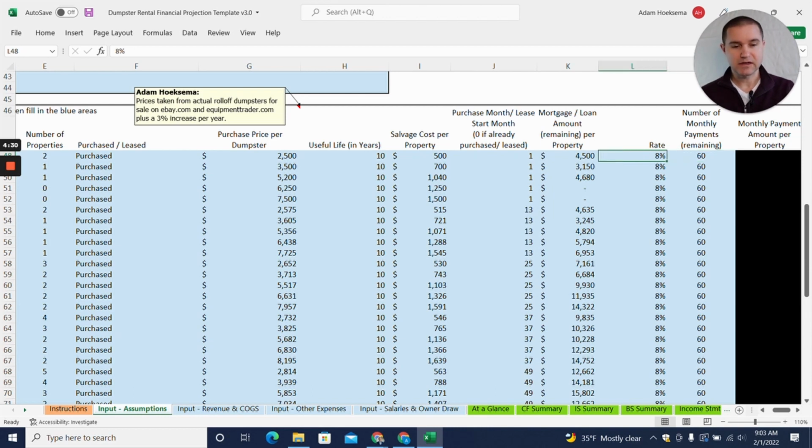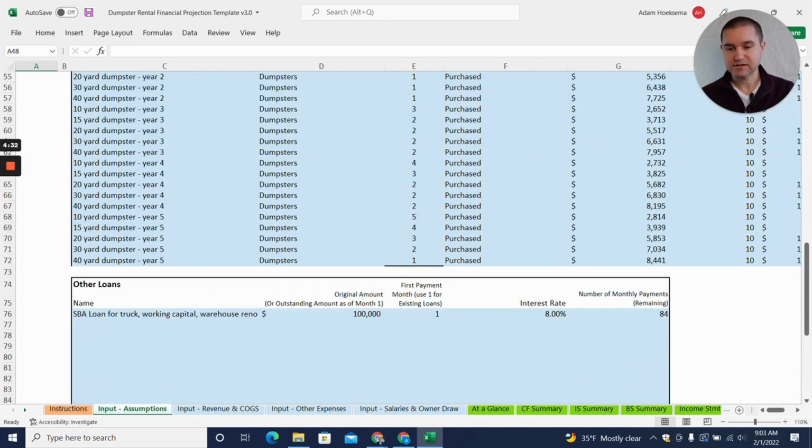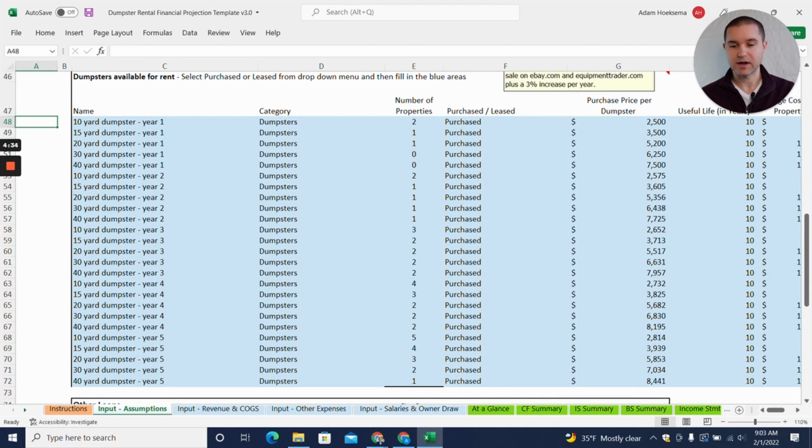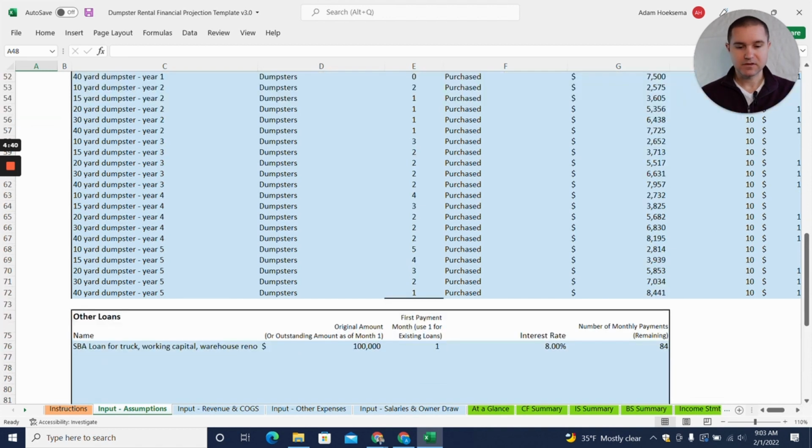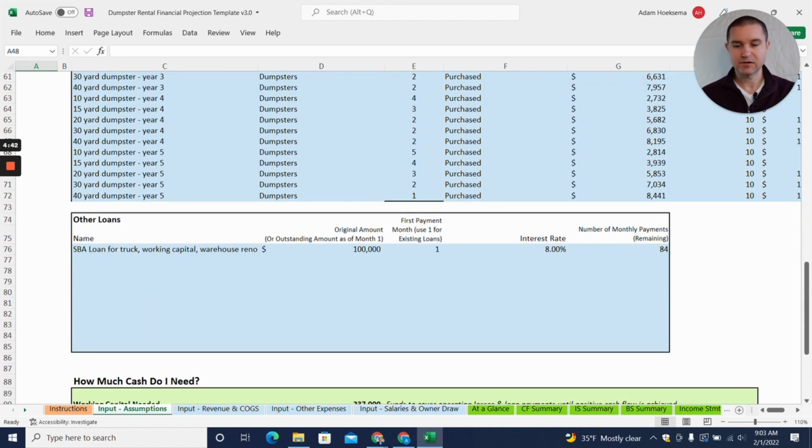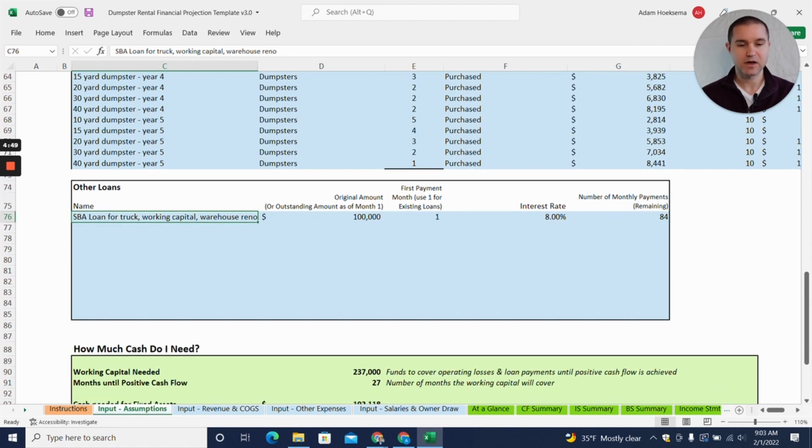And so you can enter in assumptions, and I've got assumptions here for all 5 years of the model that we're kind of adding new dumpster units each of the 5 years. You can see how that works. And then down here, I have an SBA loan that I'm expecting for $100,000 at 8% as well. And that's in addition to the financing I'm getting for the dumpsters individually. So that's really 2 separate things.